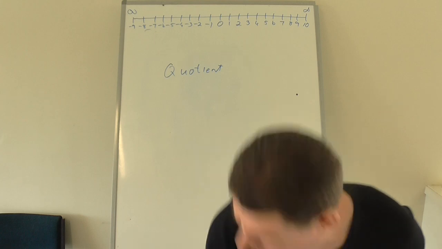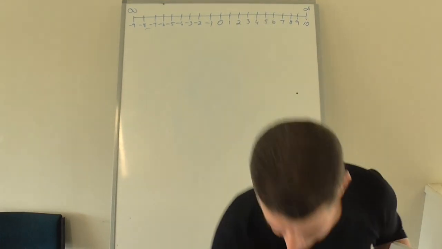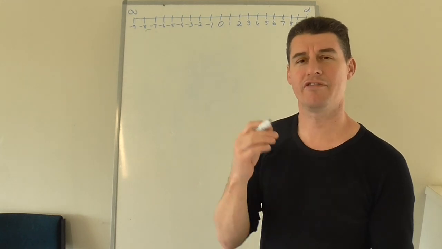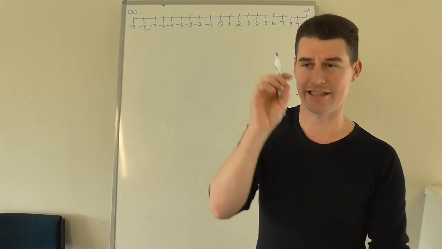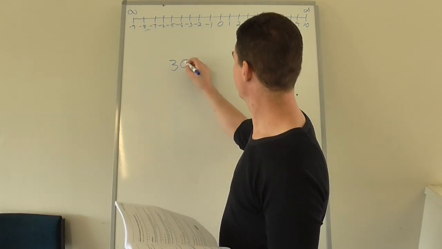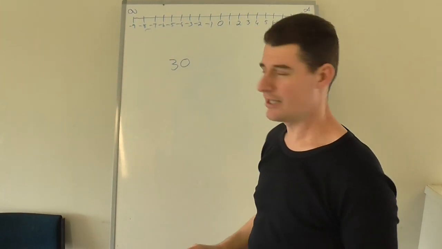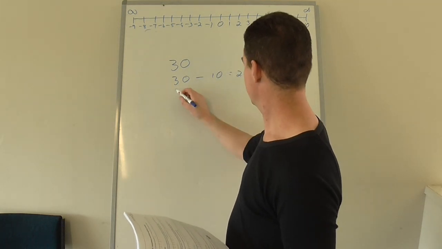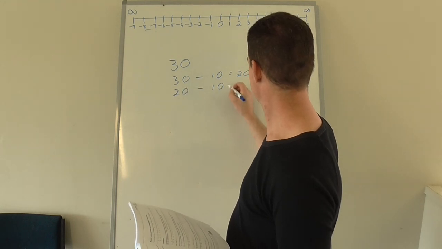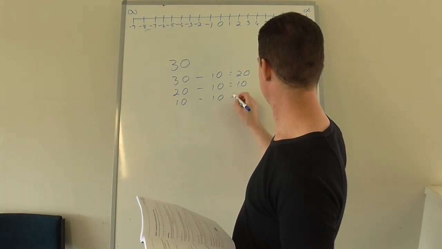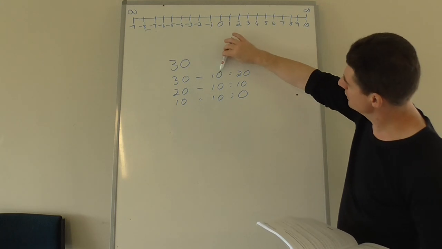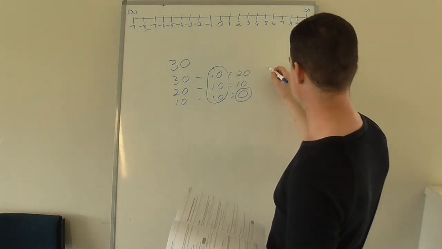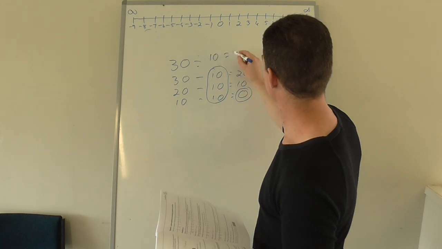So if we've got a sum, let's have a look quickly. They want to find out how many times 10 goes into 30. So in other words, you need to say 30 minus 10, that's 20. And you say again, 20 minus 10, that's 10. So 10 minus 10 equals 0. How many times did we have to minus 10 in order to get 0? Obviously it's 1, 2, 3. So 30 divided by 10 equals 3.